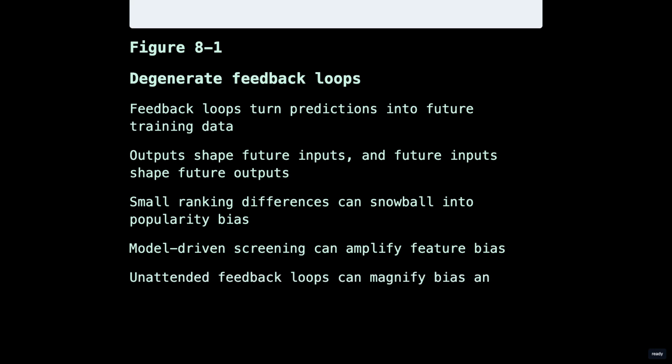Left alone, these loops can make a system worse at its task and worse at fairness. The danger is not only lower accuracy, but also the way the system can keep amplifying patterns that should never have been reinforced.